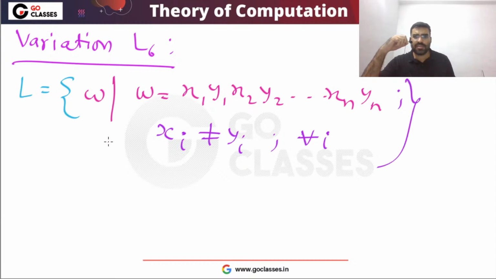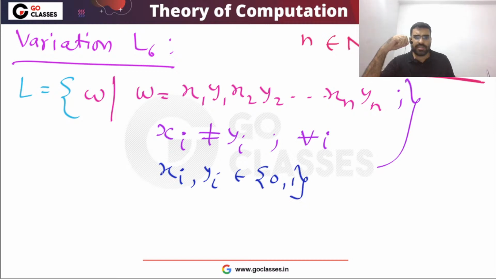Now what is the language? Again, you understand the language. Let us assume n belongs to the natural numbers, and let's assume 0 is also a natural number. Tell me, what is the language? Now remember, xi is not equal to yi. Remember, xi and yi are symbols, and these are 0 or 1.